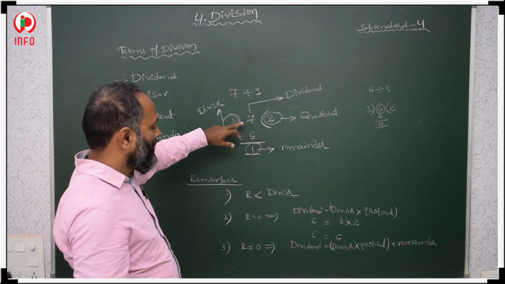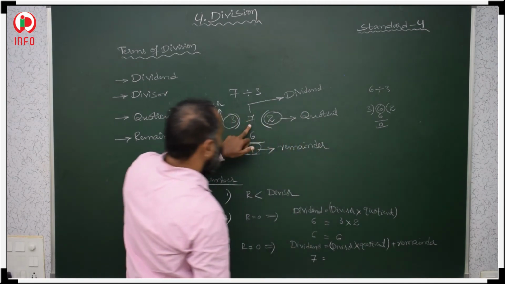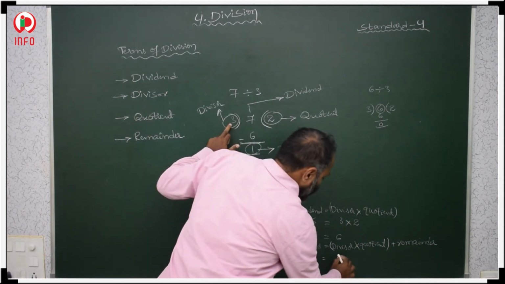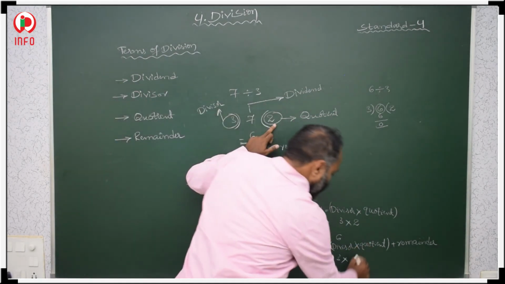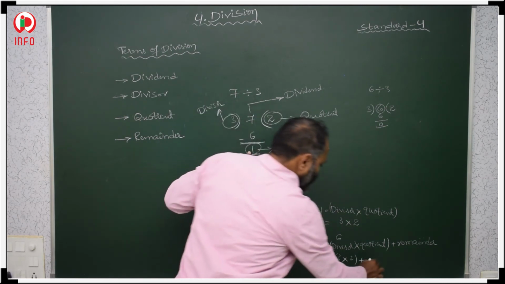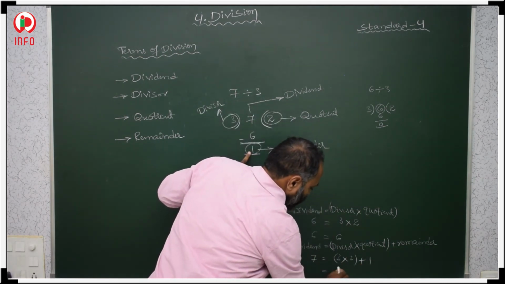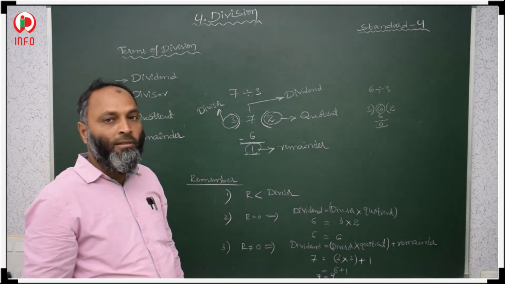So what is the dividend here? 7 is the dividend. Dividend is equal to divisor. What is the divisor here? 3, into. What is the quotient here? 2. 3 into 2 plus what is the remainder here? 1. 3 2s are 6, 6 plus 1, 7. 7 is equal to 7.